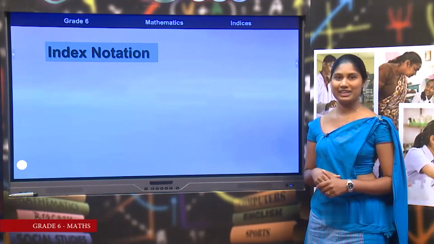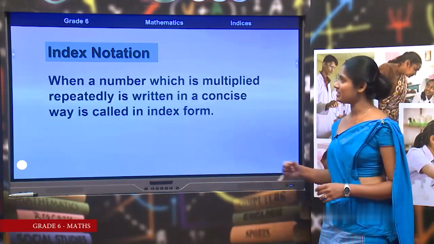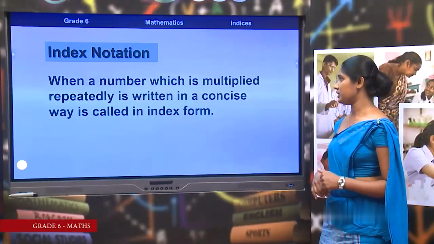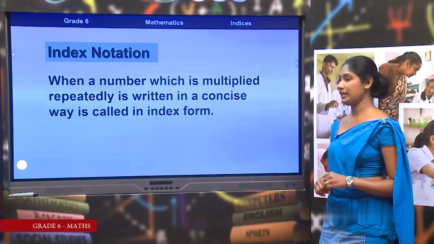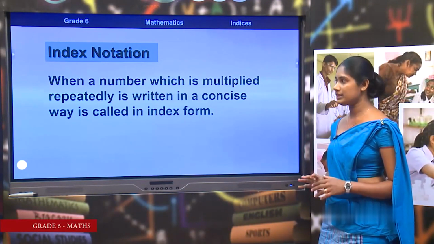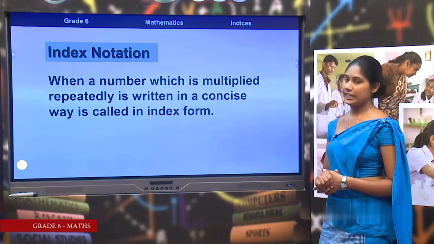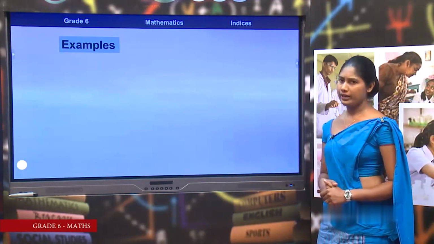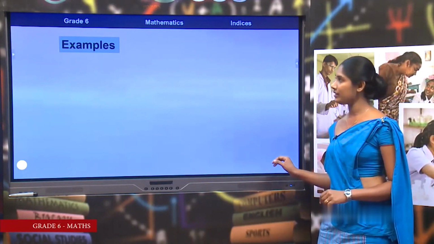So, what is the meaning of index notation? Let's see, my dear children. When a number which is multiplied repeatedly, like my little till, is written in a concise way, it is called index form. Let's see it again. When a number which is multiplied repeatedly is written in a concise way, it is called index form or index notation. Okay, let's see some examples here.